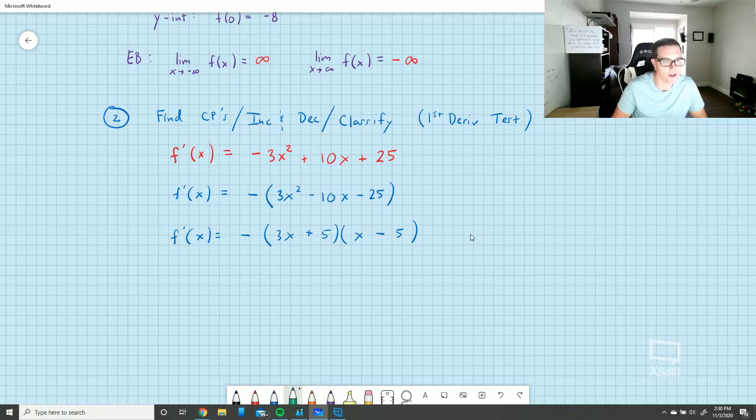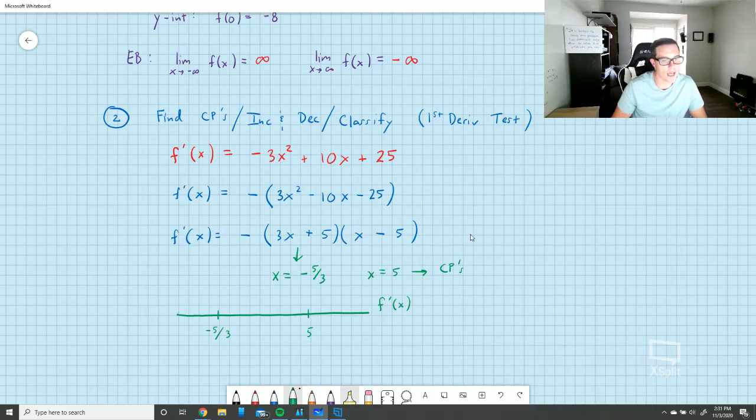So there's my derivative, factored, which means, based on what you did in your last video, you get two critical points. You get x equals negative 5/3, and you get x equals 5. These are your critical points. So now we can do the first derivative test. Label your number line because, as you now know, there are going to be two of them, negative 5/3 and 5.